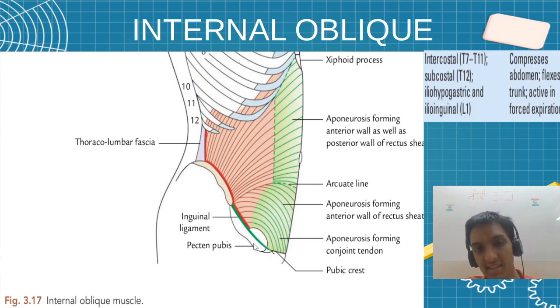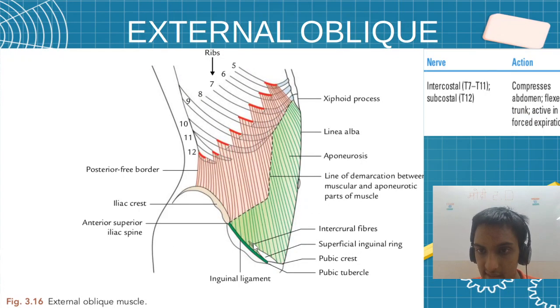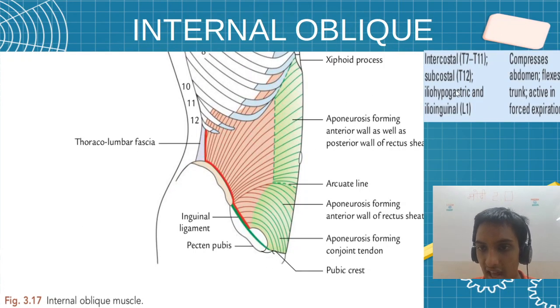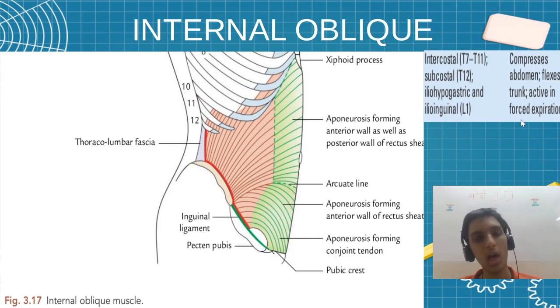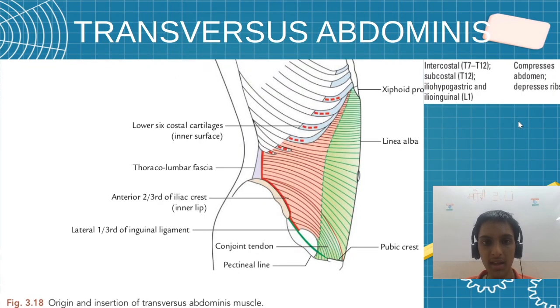Nerve supply is same as that of external oblique only. Just compare and see. So extra L1 will come. That's all. Okay. So what does it do? Compresses abdomen. So same function as that of the external oblique. Okay. That is about internal oblique.